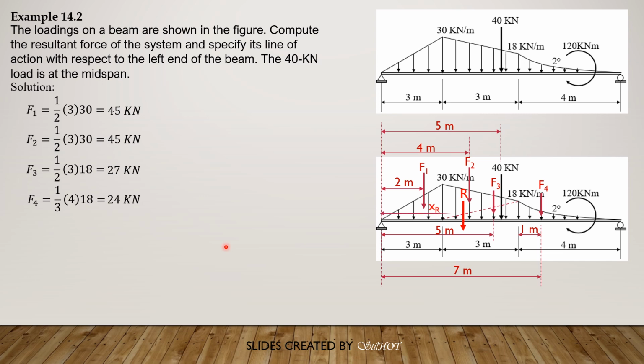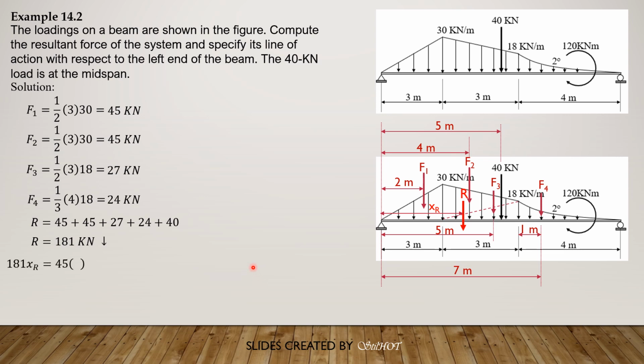So the resultant is downward, and let's treat downward as positive. Its location from the left end, let's call that x sub r. So R is 45 plus 45 plus 27 plus 24 plus 40. So the resultant is 181 kilonewtons downward. Then we apply Varignon's theorem to locate its position from the left end. So clockwise moment of the resultant is also equal to the clockwise moments of its components.